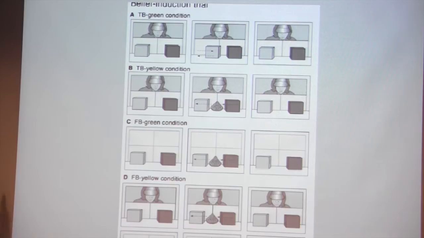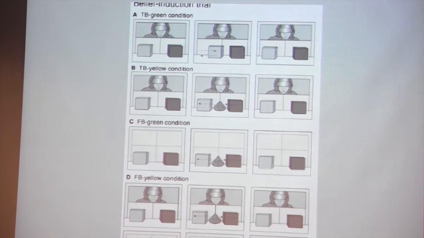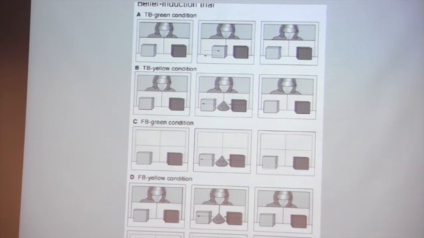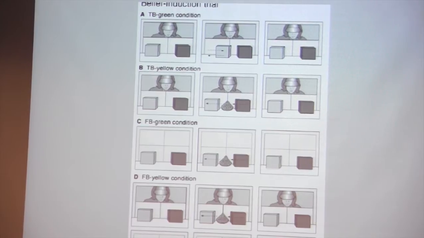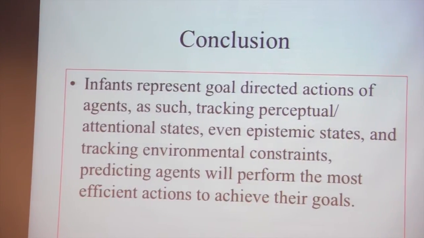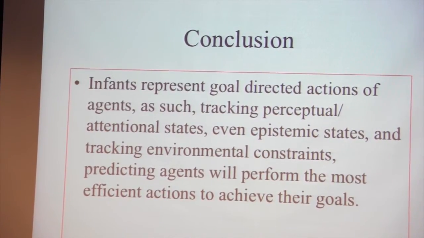Now the question is, what does the person predict? What does the baby predict? Where does she predict the person is going to search for the object? And the answer is they base it on the belief of the agent, not where the baby knows it to be. Okay, so the conclusions from this, I mean, this is a lightning summary of hundreds of experiments.